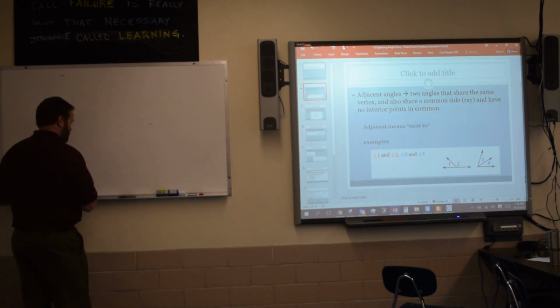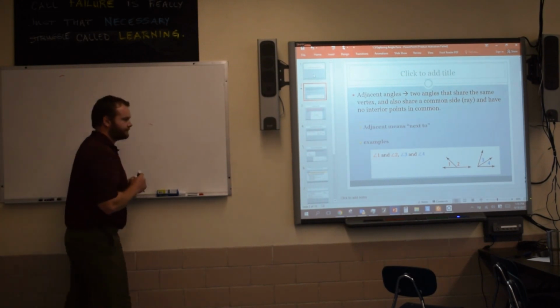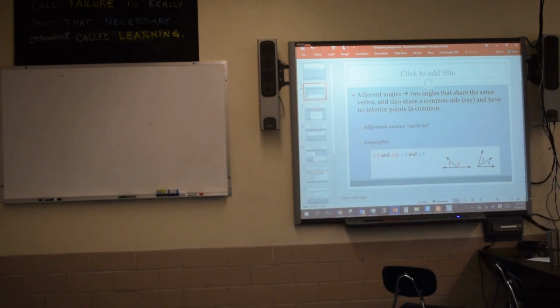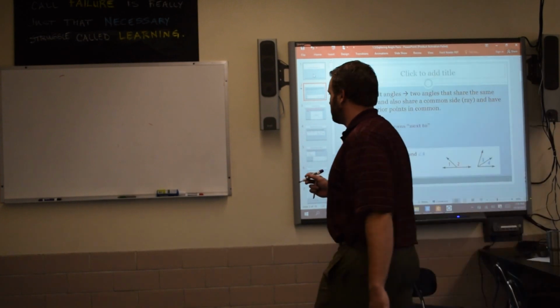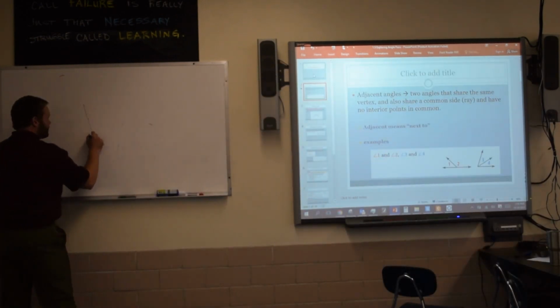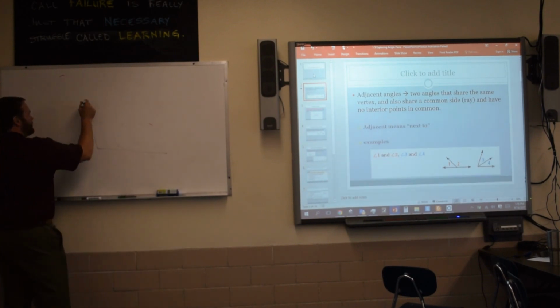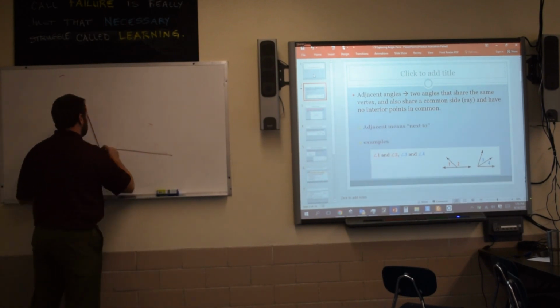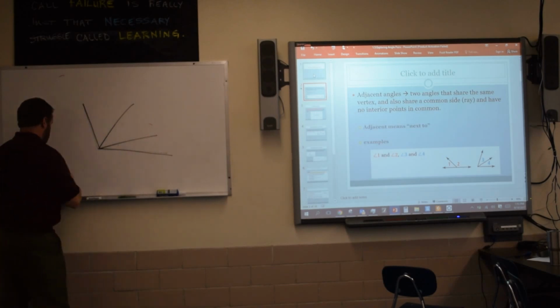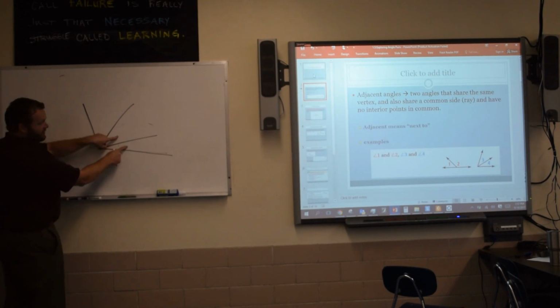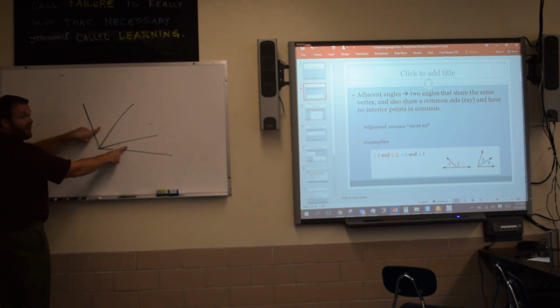The issue arises in regards to adjacency if we have more than two angles being displayed. So this is really when the issue occurs. Find some markers that work. There we go. Now these two angles here would be adjacent. These two are adjacent. Those two are not adjacent.